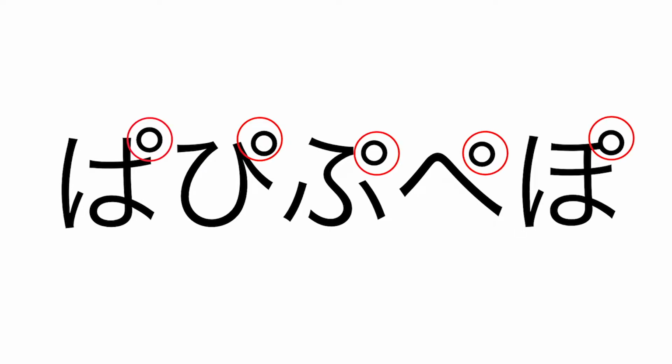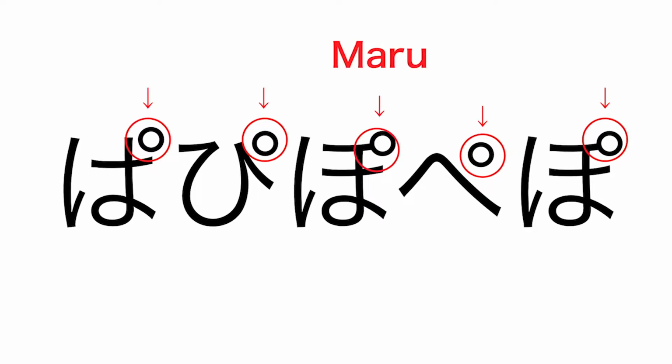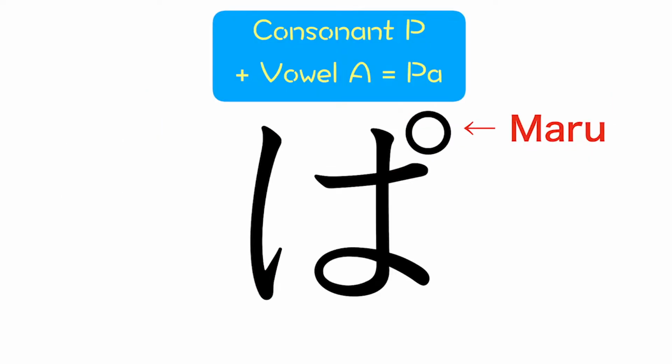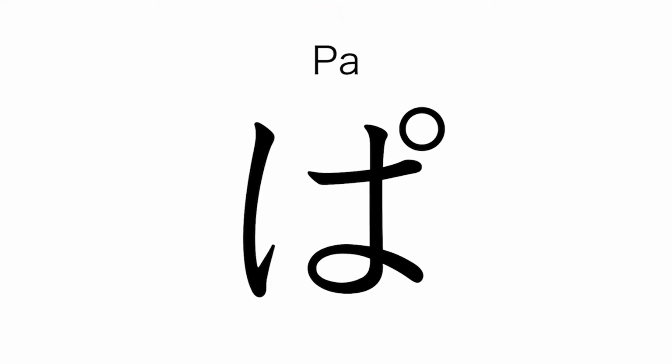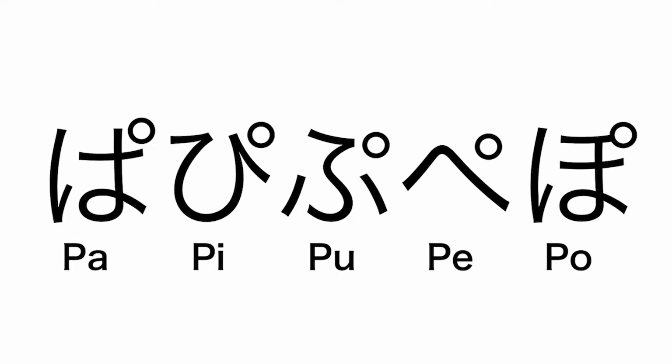These are not ten-ten, but these are called maru in Japanese. For example, Ha plus maru is not Ha anymore, but the consonant is P, and the vowel A, which is going to be Pa. So the pronunciation is going to be Pa, Pi, Pu, Pe, Po.